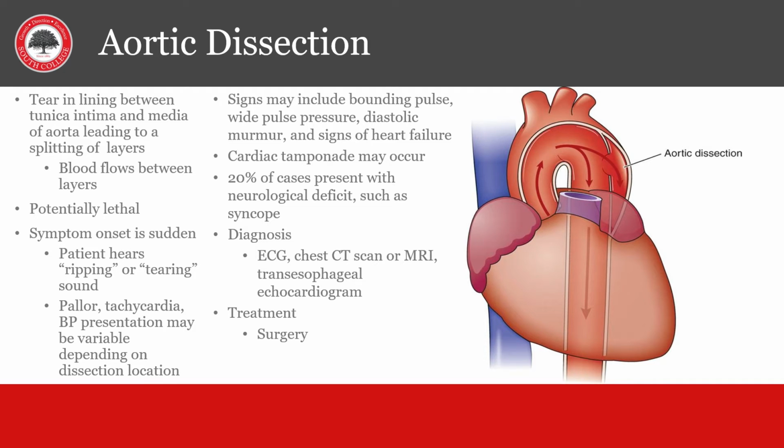EKG will be normal most of the time, and these patients will have a negative troponin test. Chest x-ray will show a widened mediastinum. CT scan of the thorax with contrast is most diagnostic. Wide pulse pressures may be present, meaning different blood pressures in the arms.